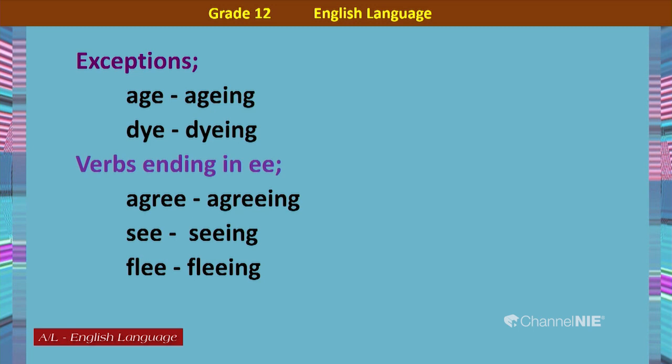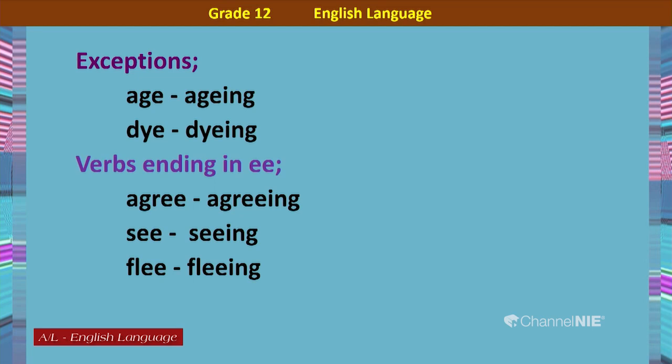Exceptions are the things that we consider against the rule. The rule is something like this, but there are other things that are accepted. The first word is age, the other one is die. With age, we don't drop the E and we still add ing: aging. And with die, we don't drop the E and we add ing: dying. Now, verbs ending in double E.